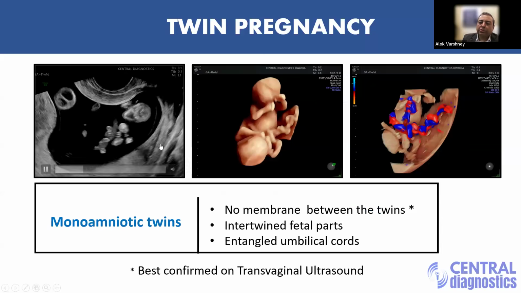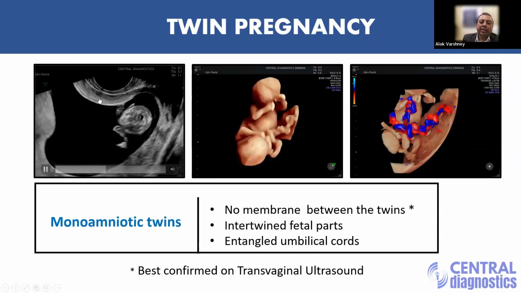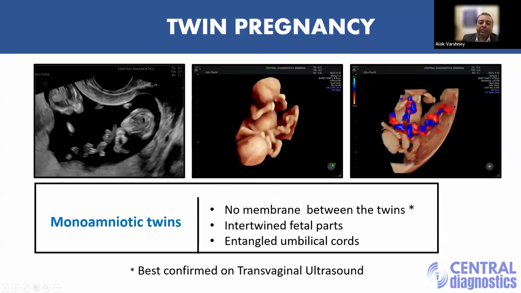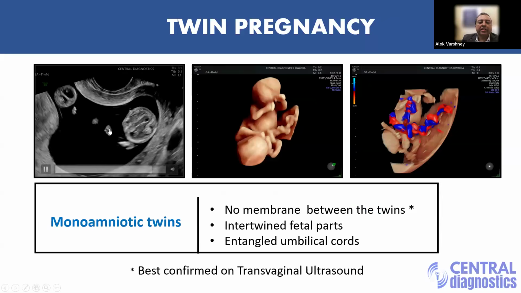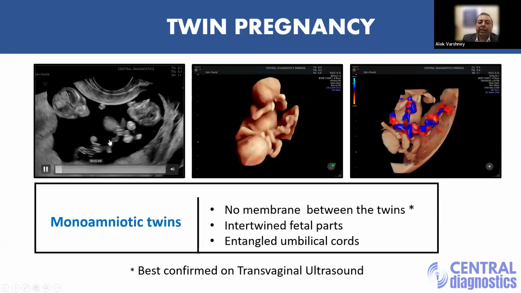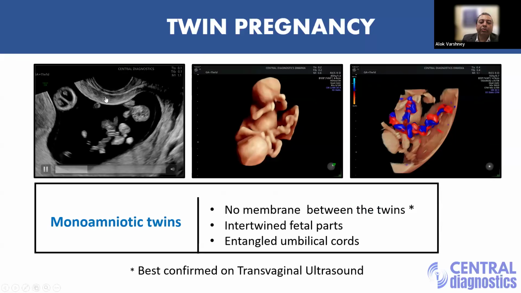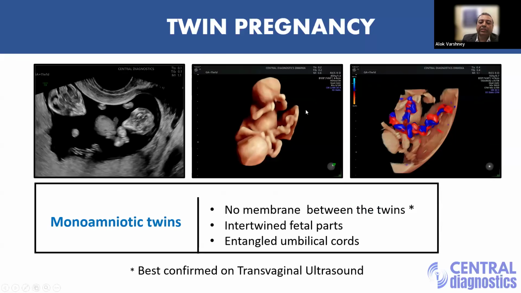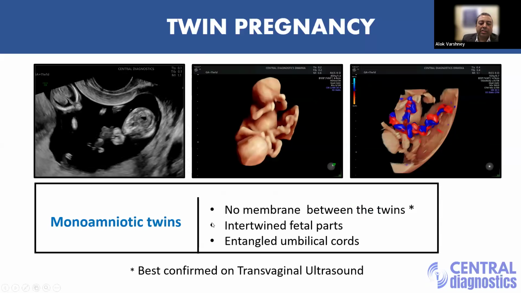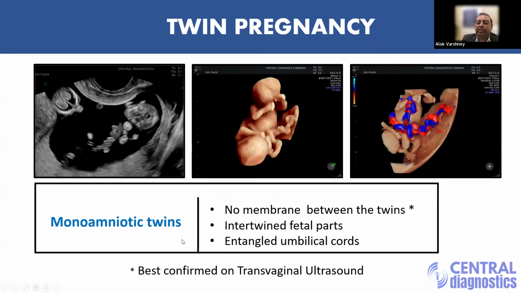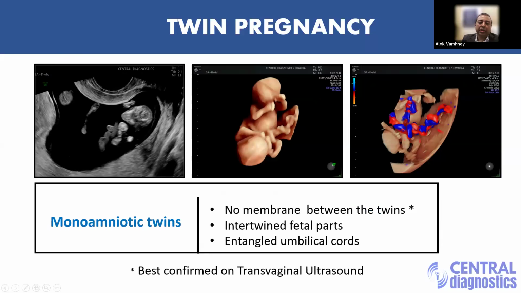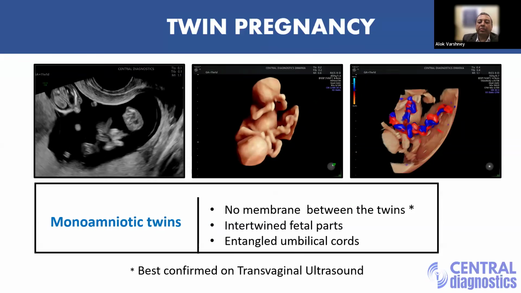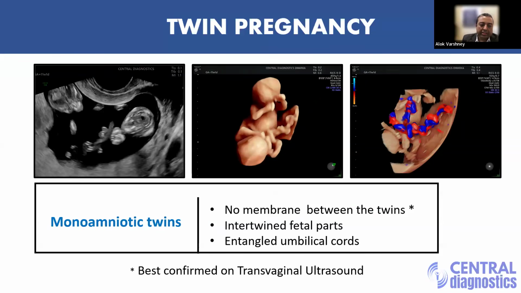If you're not able to see any intervening membrane, the best thing is to do a transvaginal scan and demonstrate there is no intervening membrane, and we see the intertwined fetal parts. We see the umbilical cords entangled like this, and this is a monoamniotic twin pregnancy. So whenever we are not able to demonstrate the intertwin membrane, best to do a TVS and see for sure.